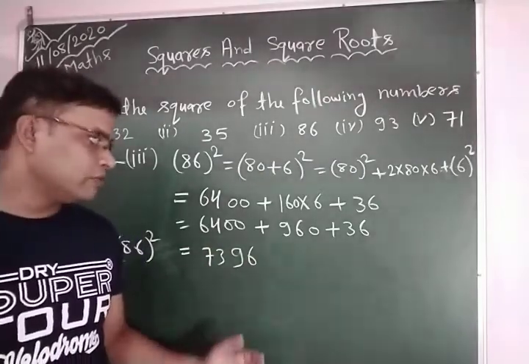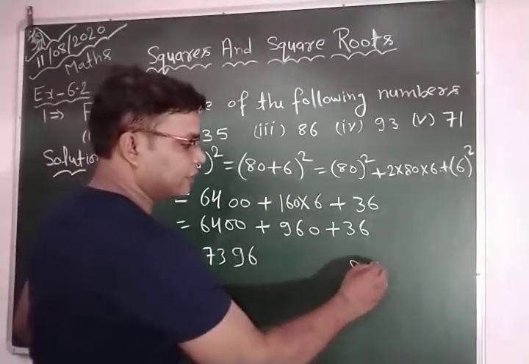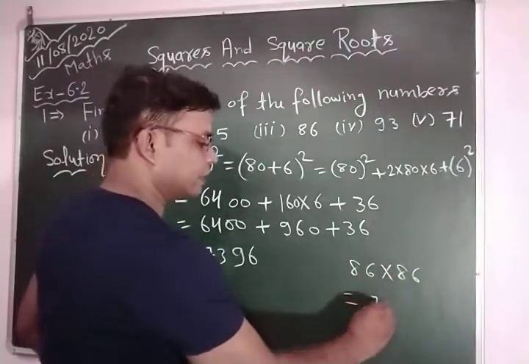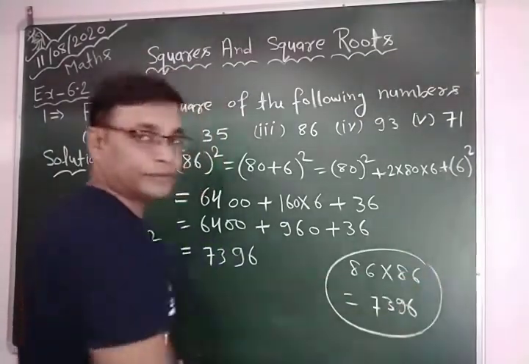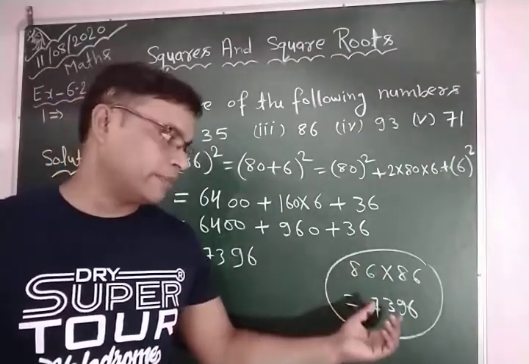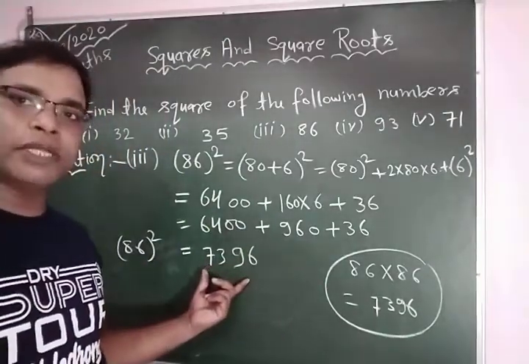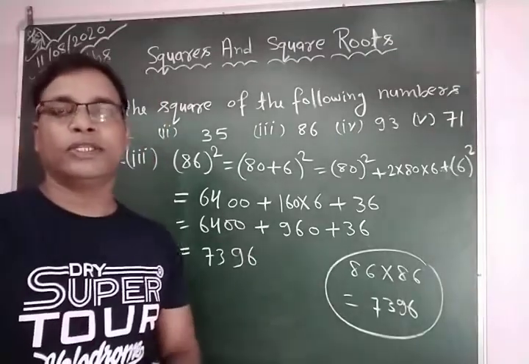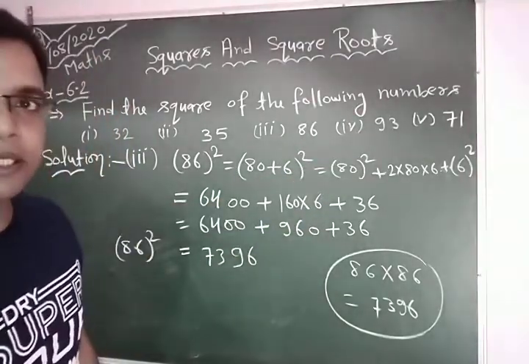Okay, if you want to find it with actual multiplication, you can find it like this: 86 into 86, and this is equal to the same result, 7,396. Okay, this result is the square of 86 with actual multiplication, and this result is the square of 86 without actual multiplication. Here you use the identity to find the square of 86. Okay, now next part is 93.